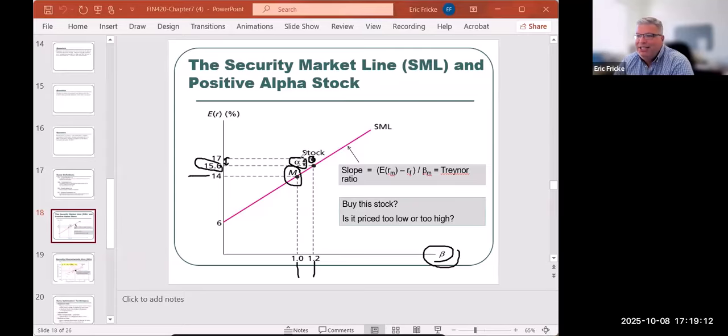And it just so happens the slope of this line is not the Sharpe ratio. The difference here is we're dividing by beta, not standard deviation. When you take the return of a stock minus the risk-free rate, and then divide it by beta, you get something called the Treynor ratio. We're not going to use it too much, but FYI.